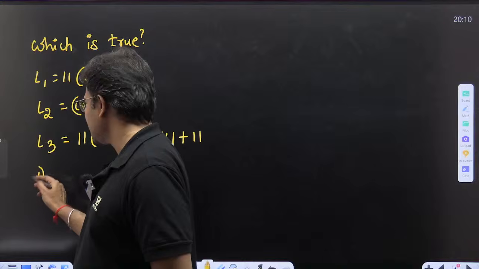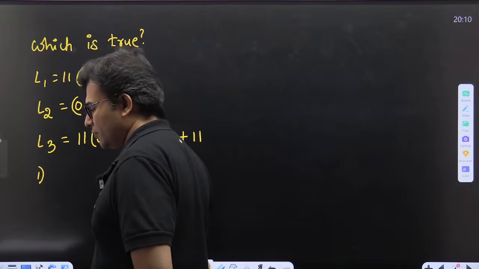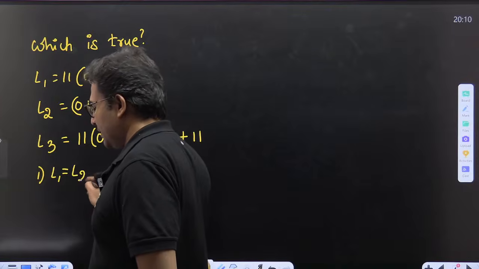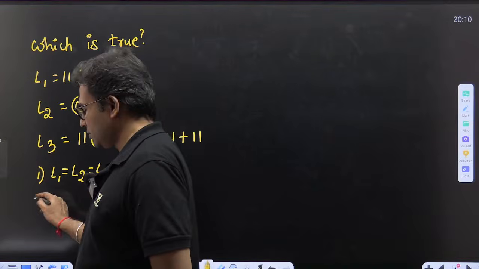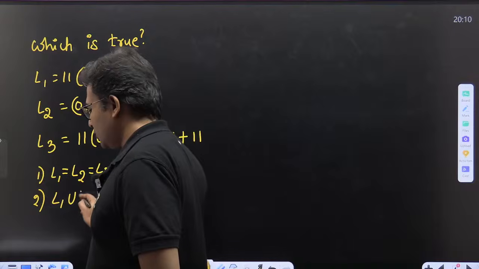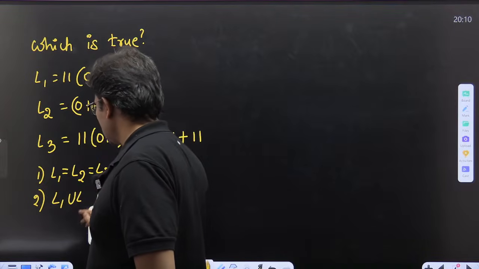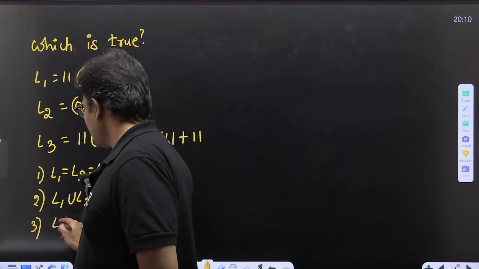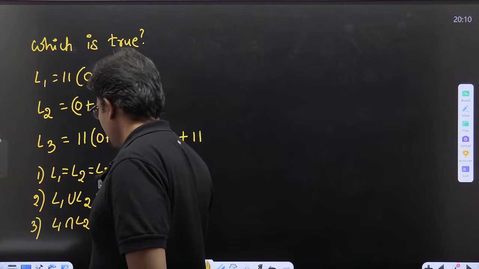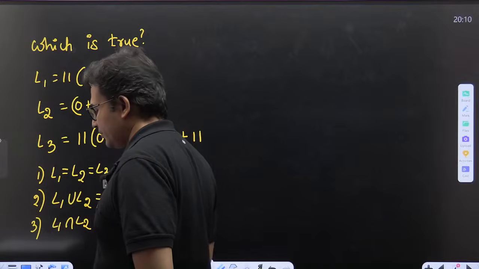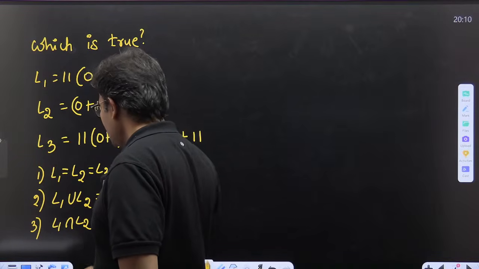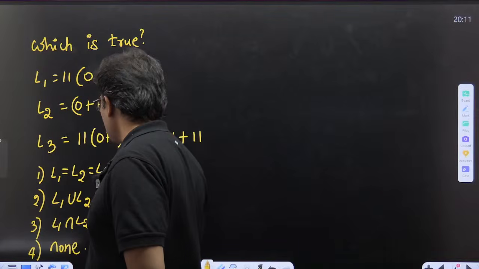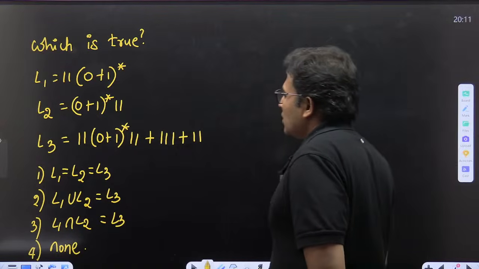Now the options are, let me give you A, B, C, D, or I think you are good with numbers. Gifts are there with numbers, right? Let me give numbers. 1: L1 equal to L2 equal to L3. 2: L1 union L3 equals L2. 3: L1 union L2 is equal to L3. 4: L1 intersection L2 is equal to L3. 5: none.